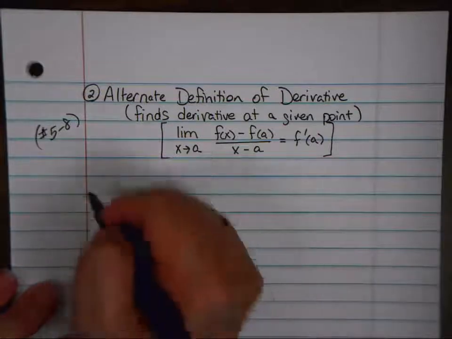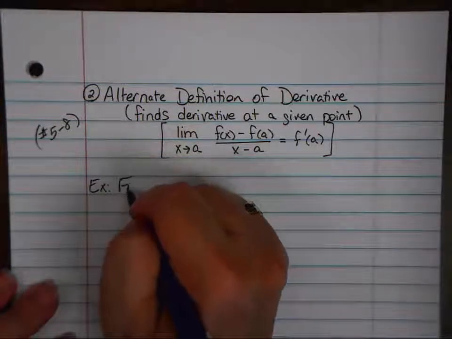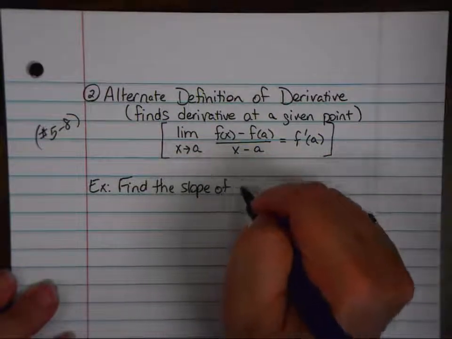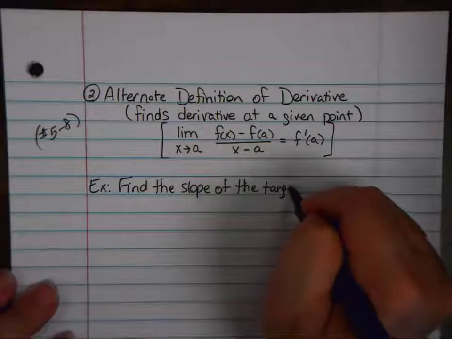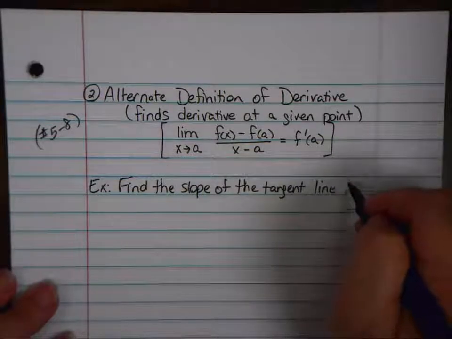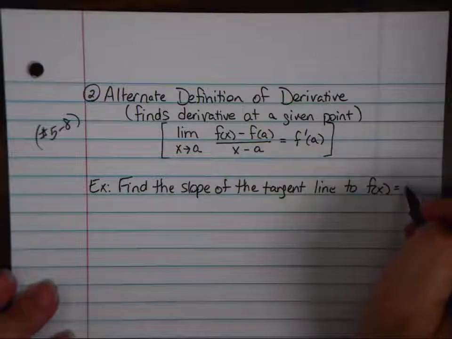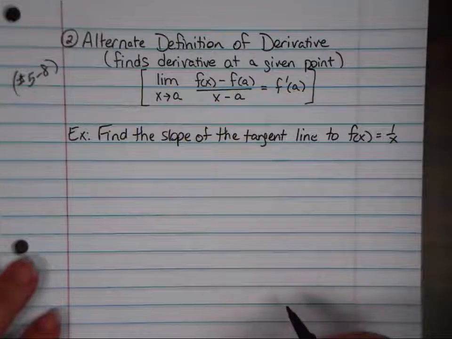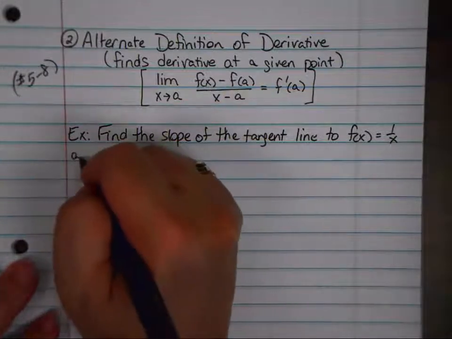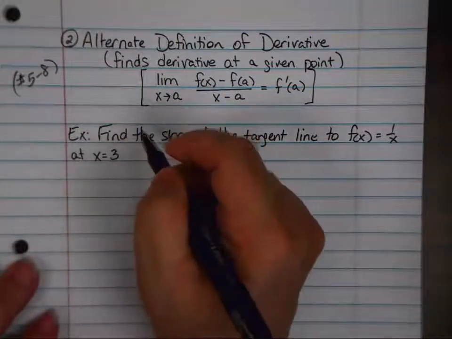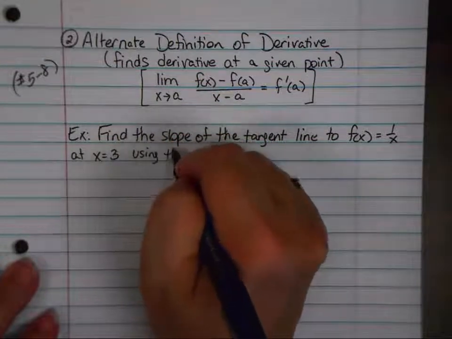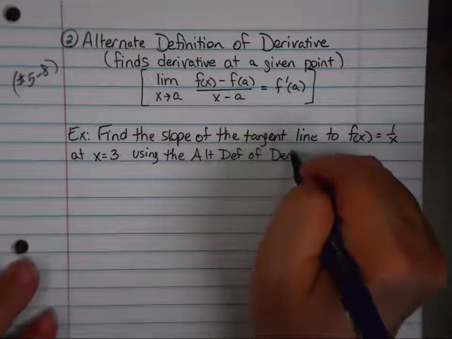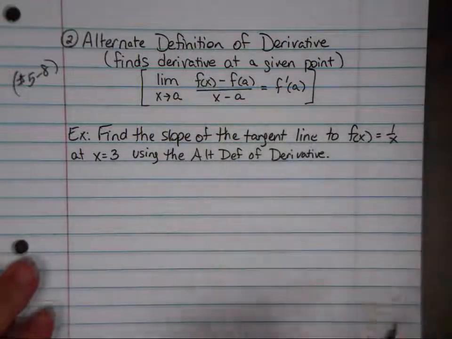So, here's the problem. Next example. Find the slope of the tangent line to f of x equals 1 over x. That's your curve. Find the slope of the tangent line to f of x equals 1 over x at x equals 3 using the alternate definition. Alt def of derivative. Yes, please abbreviate.